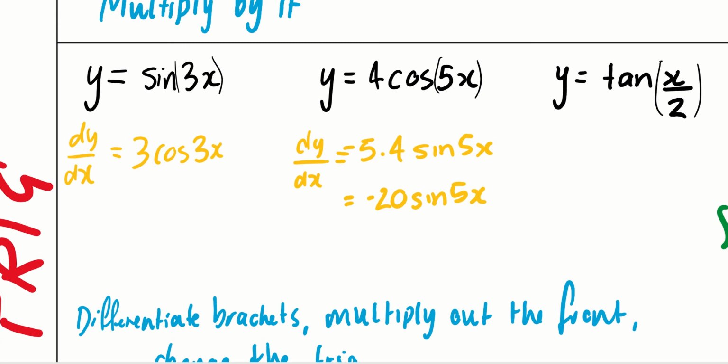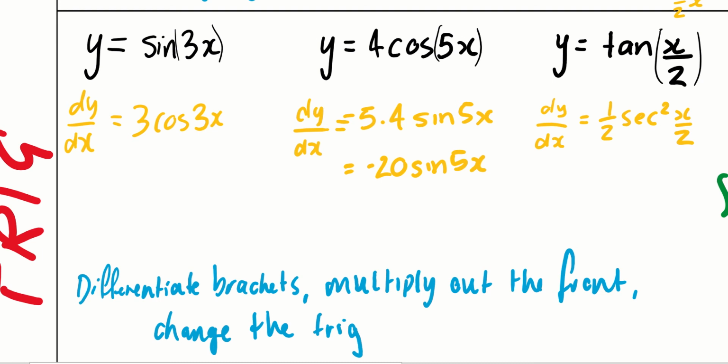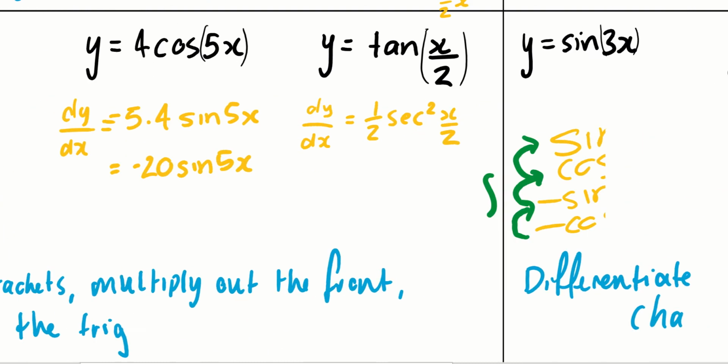And the last one, this one's just one that is given to you and not hard to remember. Tan differentiates to sec squared. Differentiate this. Now remember, x on 2 is just the same thing as a half x. So the derivative of a half x is a half. I times that out the front and change my trig. And there's my answer. So it's not a hard thing to do. Just remember, differentiate the brackets, multiply it out the front, change the trig.